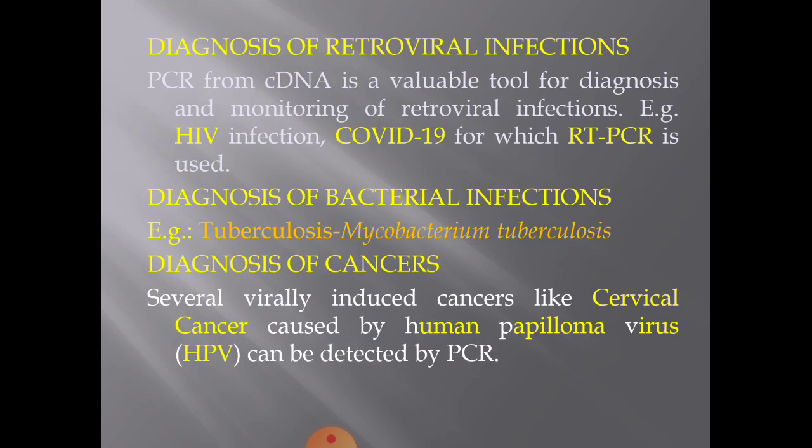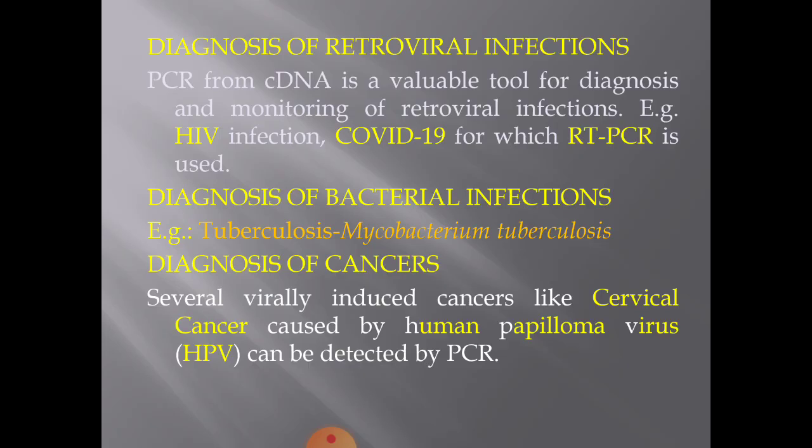Then, diagnosis of retroviral infections. See, here is a case where you can do PCR from cDNA, that is complementary DNA, which forms a valuable tool for diagnosis and monitoring of retroviral infections. Please note, these retroviruses will have RNA as the genomic material. Therefore, from RNA, you have to synthesize cDNA, that is complementary DNA, and then from cDNA you can have a double-stranded DNA.